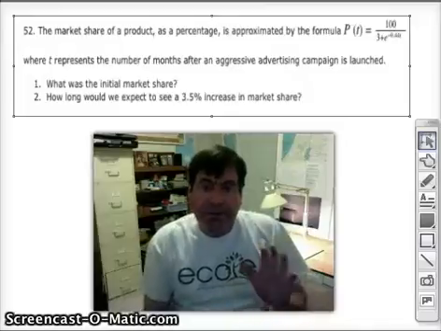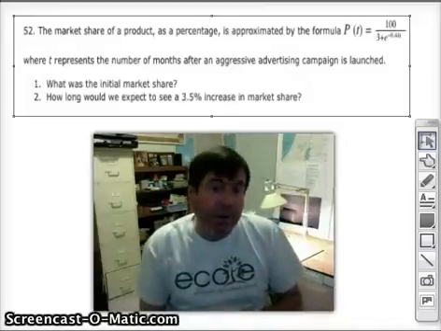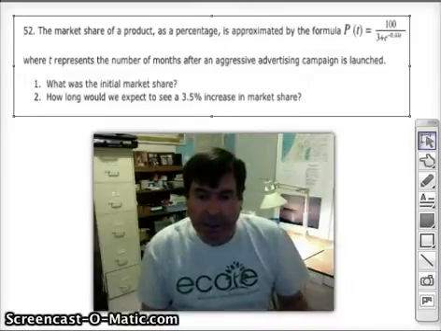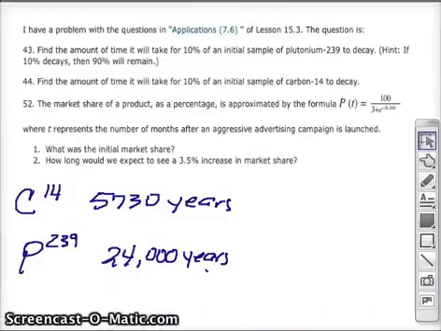This is a video about lesson 15.3, some problems that have to do with applications. Let's take a look at these problems together. The first one has to do with plutonium-239 and it decaying. The second one has to do with carbon-14, and the third one has to do with what's called a logistic growth function. We'll talk about that when we come to that point.